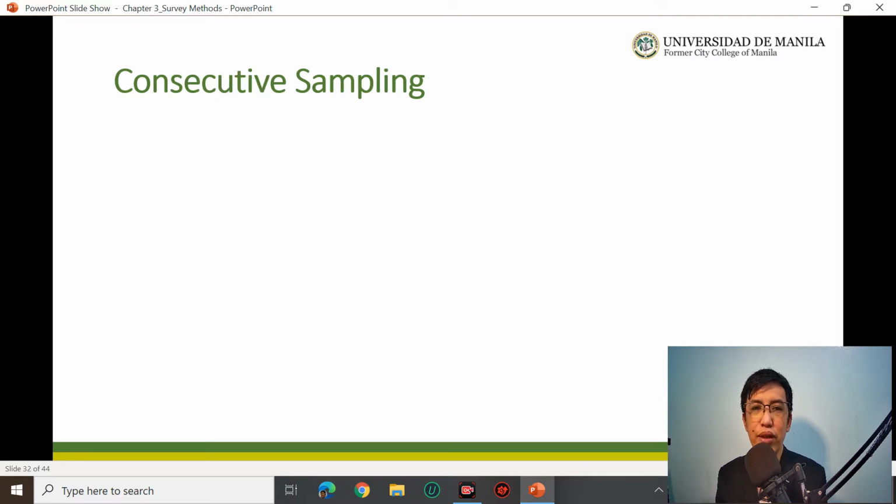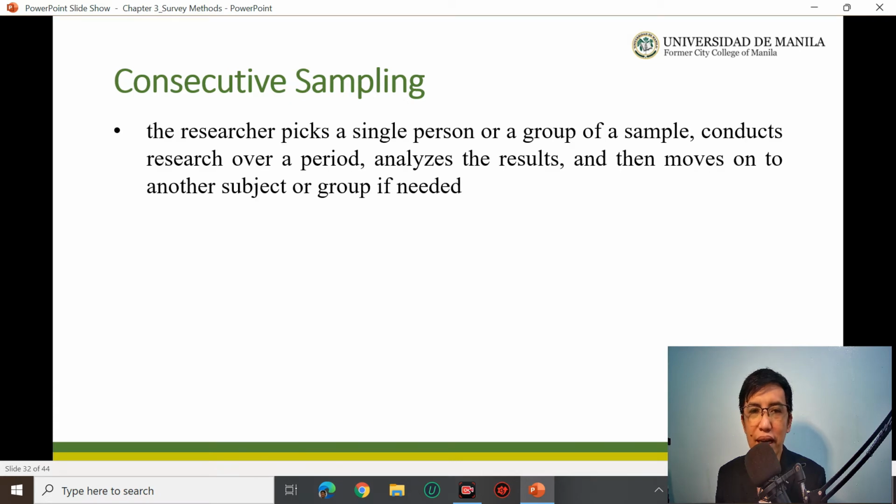Okay? For consecutive sampling, it is quite similar to convenience, but the researcher picks a single person or a group as a sample, conducts research over a period, analyzes the results, and then moves on to another subject or group if needed. So, kaya siya consecutive. Halimbawa, first year muna tayo over a period of time. Next, susunod naman second year. So on and so forth.